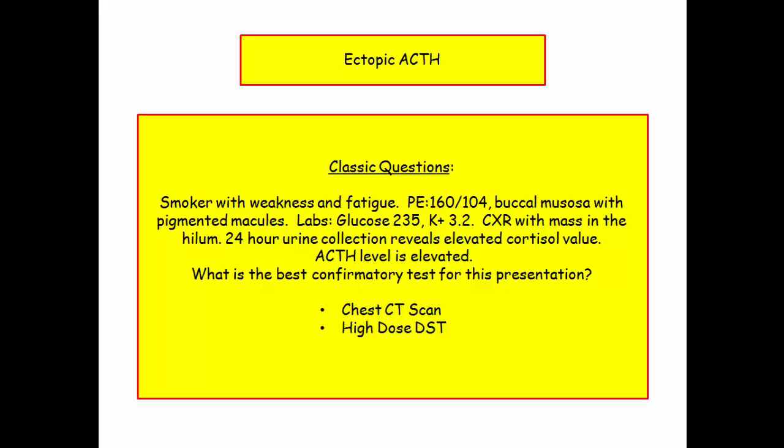Ectopic versus pituitary adenoma. What is the best confirmatory test for this presentation? Well, many students do pick the chest CT scan. The chest CT scan is how you would evaluate a pulmonary mass, but unfortunately that's the wrong answer. They aren't asking you how to work up the mass, they're asking you how to diagnose Cushing's. This patient needs a functional assessment. That is, the high-dose dexamethasone suppression test.